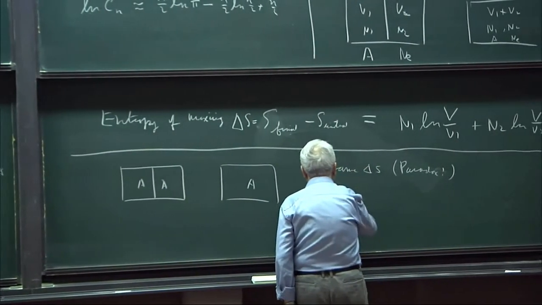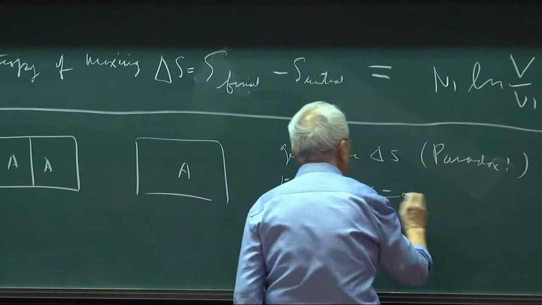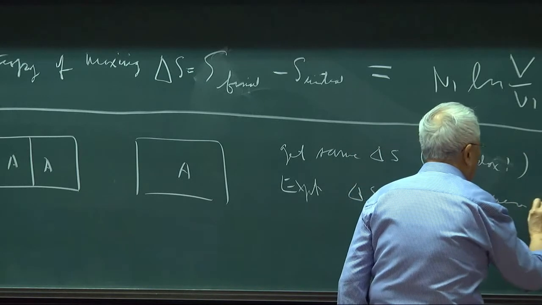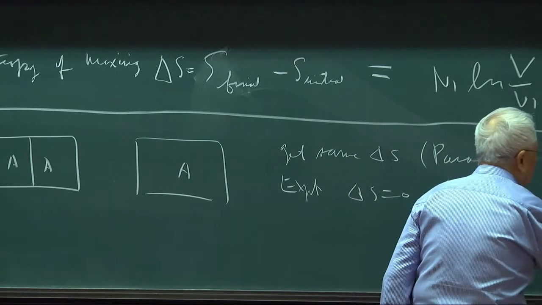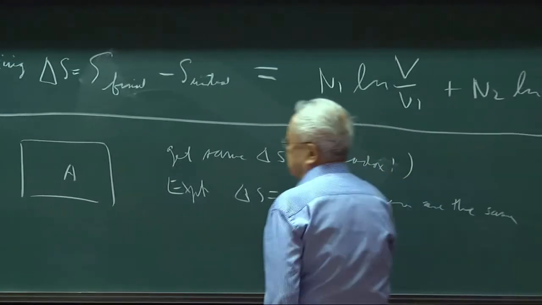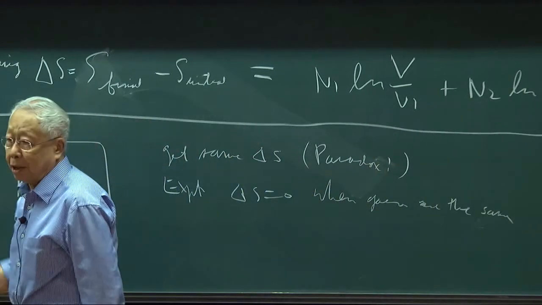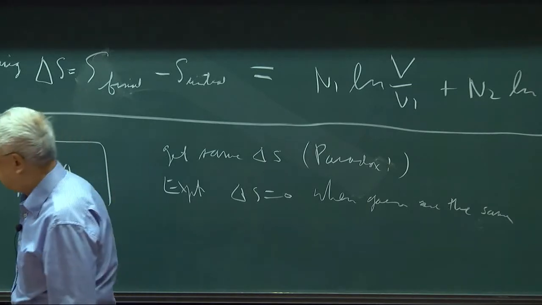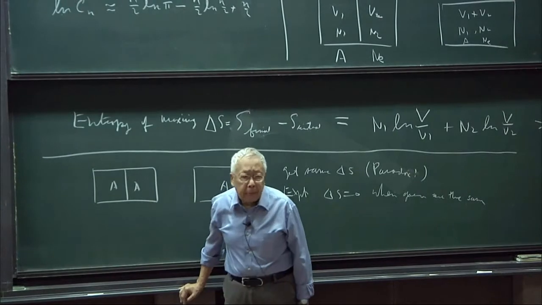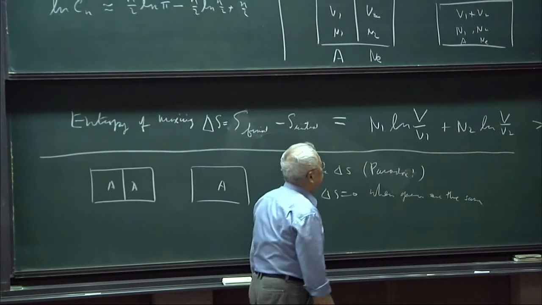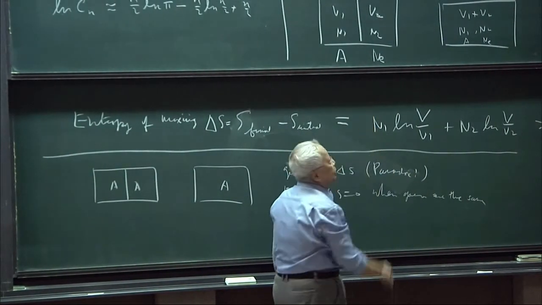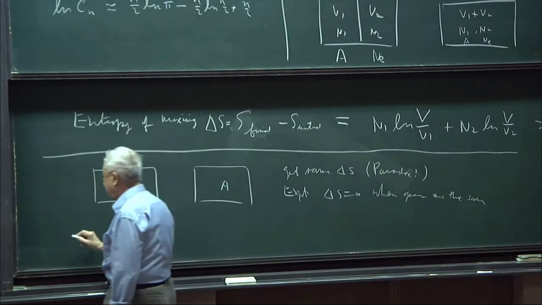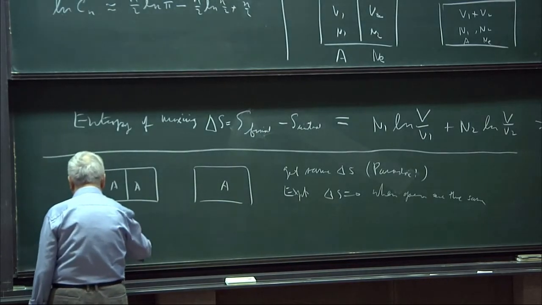Experimentally, delta S is equal to 0 when gases are the same. This is quite reasonable, right? You have air on both sides. You withdraw the partition, the entropy doesn't change. Boltzmann fixed this by saying that what you should do is to divide that V by N. And it's called correct Boltzmann counting. Boltzmann's fix.